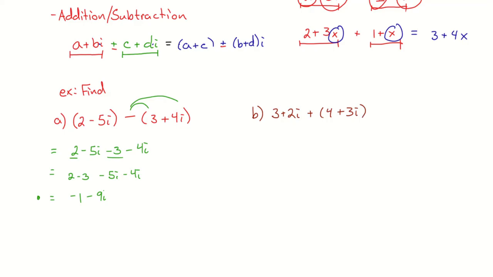3 plus 2i, there's our first complex number, plus 4 plus 3i. There's our second complex number. Like terms is all we have to worry about.